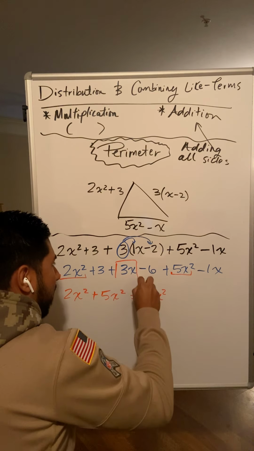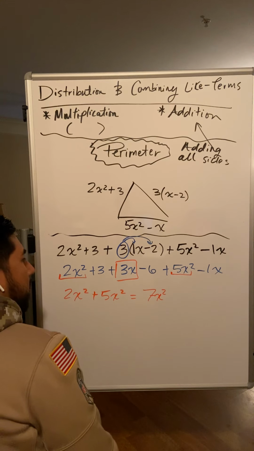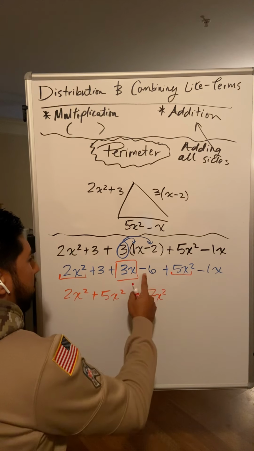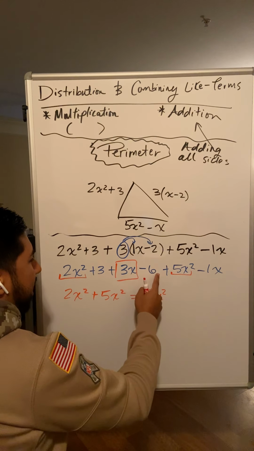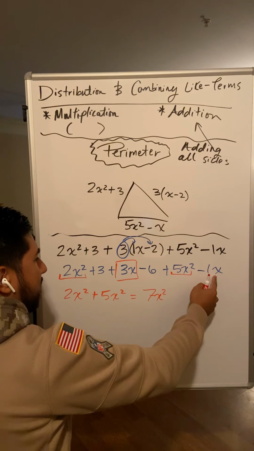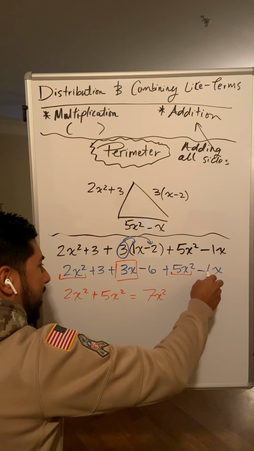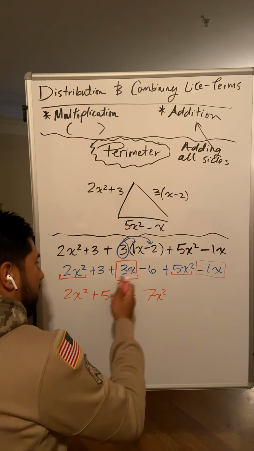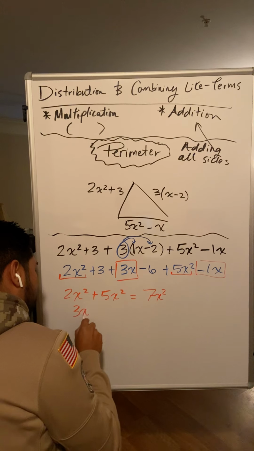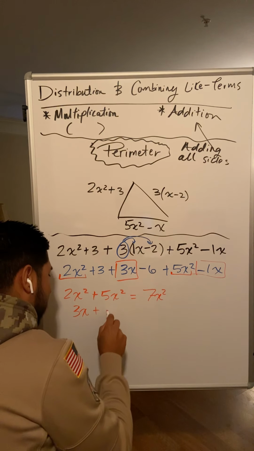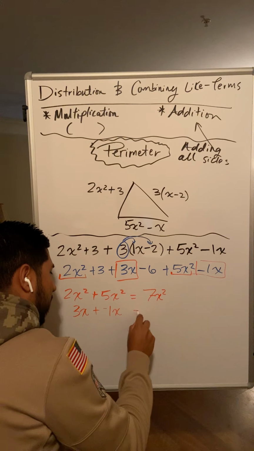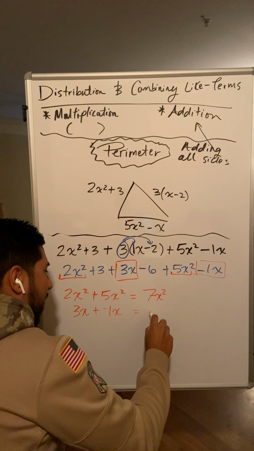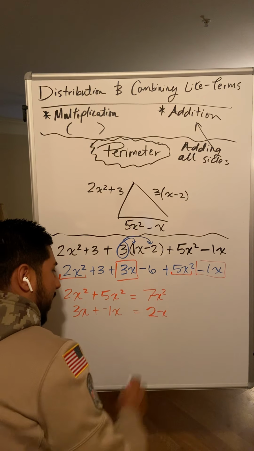Who's the next partner for 3x? Loud and proud. Is it 3? No, it does not have an x. So let's look at the next person. Is it minus 6? No, it does not have an x. What about this minus 1x? Yes. Don't forget that this minus sign does carry with the 1. So it's negative 1x. Let's do that next. We got 3x plus negative 1x. Put this in your calculator if you're not sure. 3 plus negative 1 does give me a positive 2x.